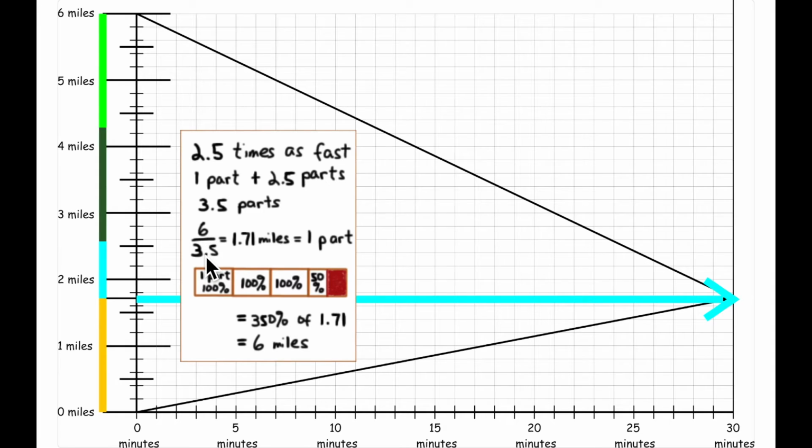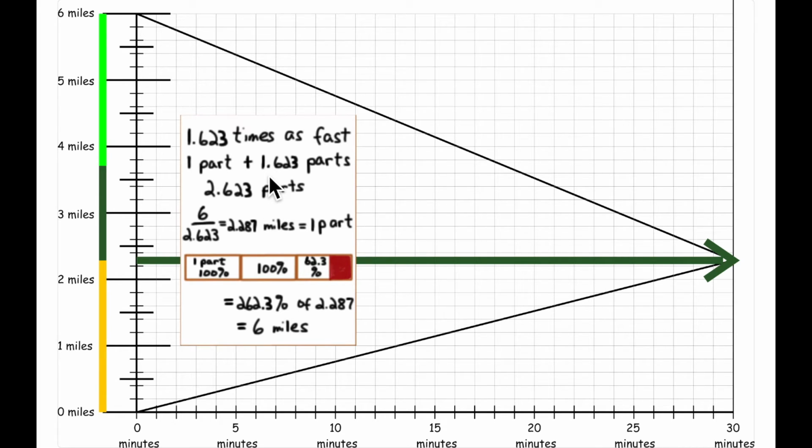So this is just an equivalent ratio or a proportion. 6 to 3.5 miles is the same as 1 71/100 miles to 1 part. So this tells you what 100% is. And then the rest of this is 100% plus 100% plus 50%. So that's the 2.5 times as much.